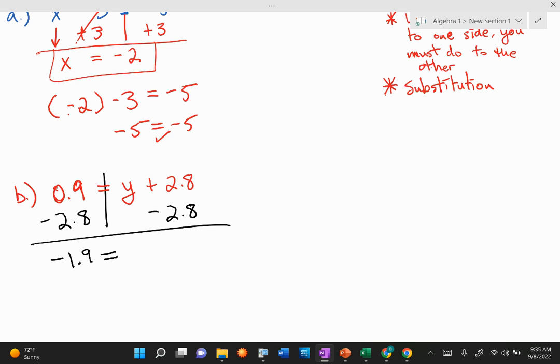Okay, is there anything I need to do with the y? Just bring it down. What happens to the 2.8s? Cancel. It cancels out. And there's your solution. Okay.